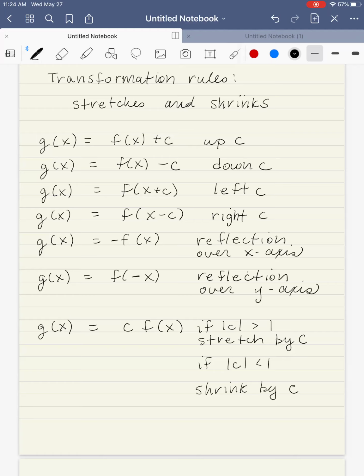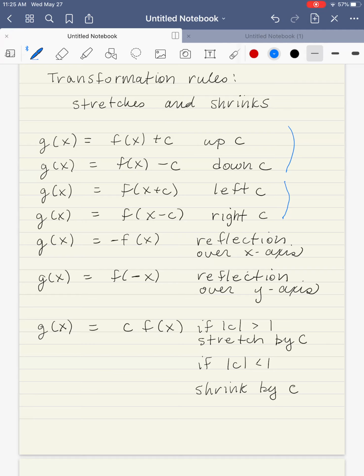In our last few videos, we've been looking at the transformation rules. And we saw that if we were adding or subtracting outside of the function, we moved up and down C units in the Y direction. If we were adding or subtracting inside of the function, that was a change in X, and we were moving left and right C units, opposite of the sign.